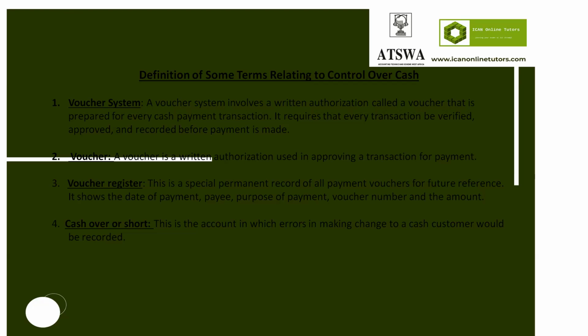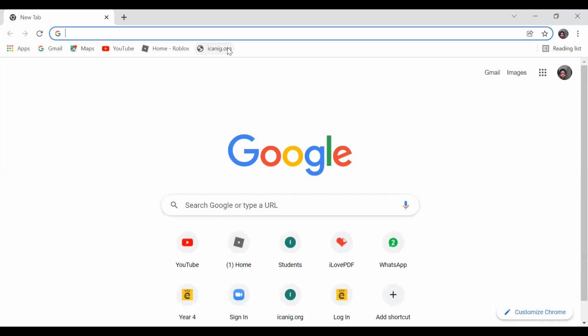What is a voucher? A voucher is a written authorization used in approving a transaction for payment. What are some of the characteristics, some of the features of a voucher? A voucher will have a date. And hold on, if I can show you, so that you are going to see it. Voucher.